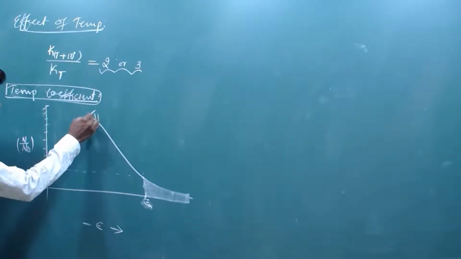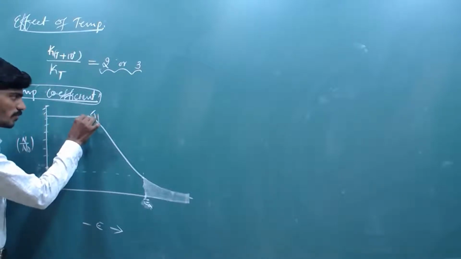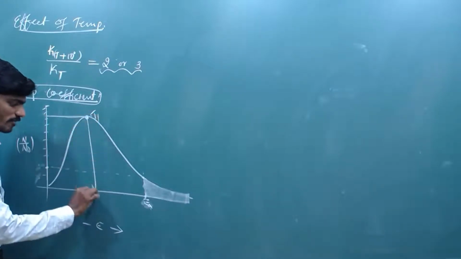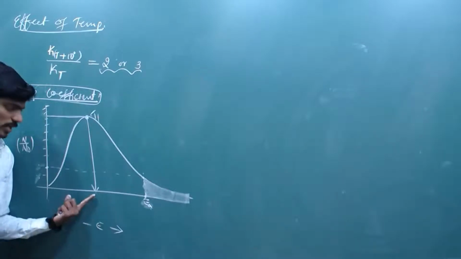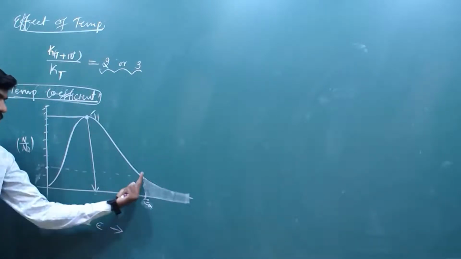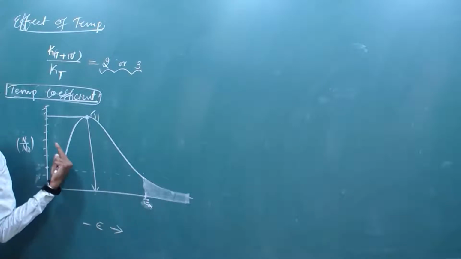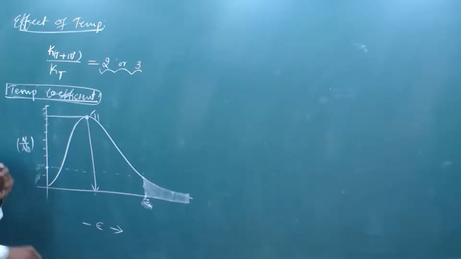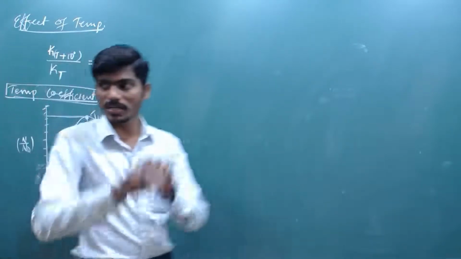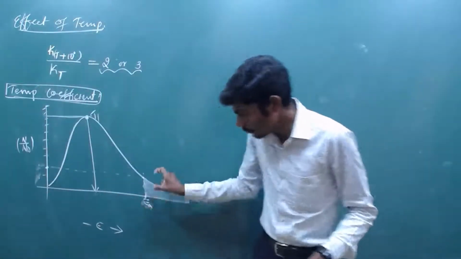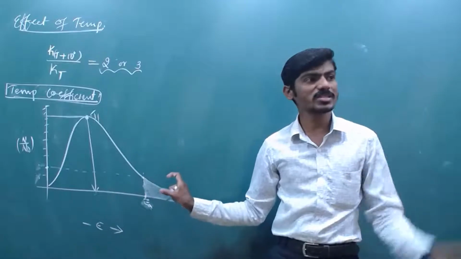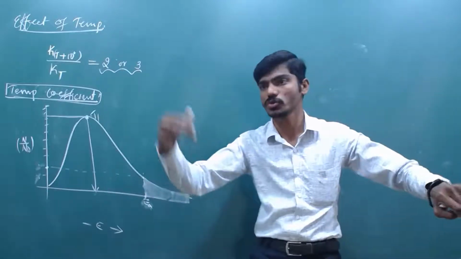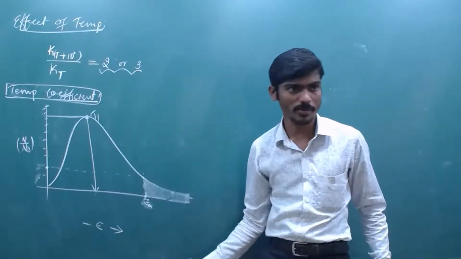And this is the maximum fraction, the maximum number of molecules having this energy. The remaining fraction of molecules are also colliding with each other. Of the total number of collisions, only a few fraction of molecules collide with sufficient energy, which leads to the formation of product.